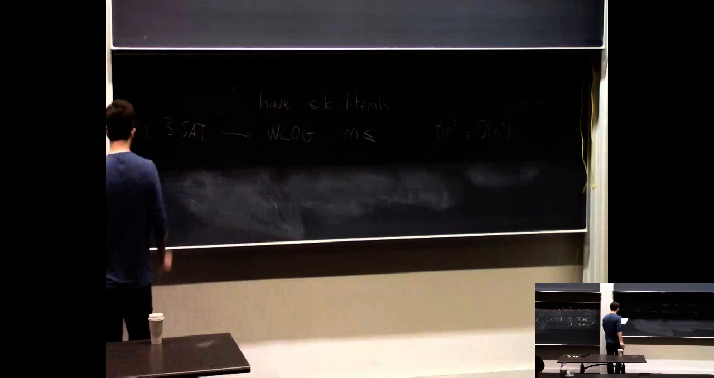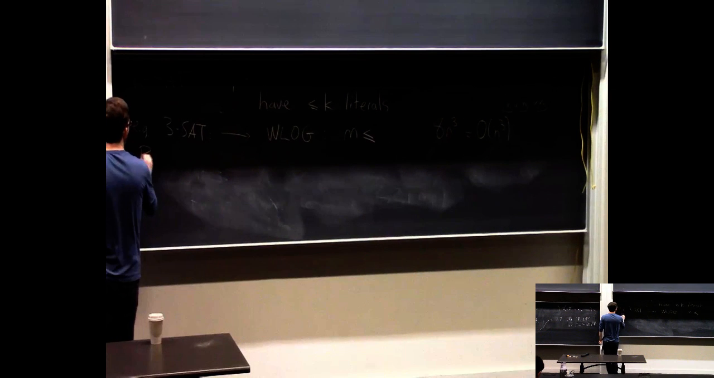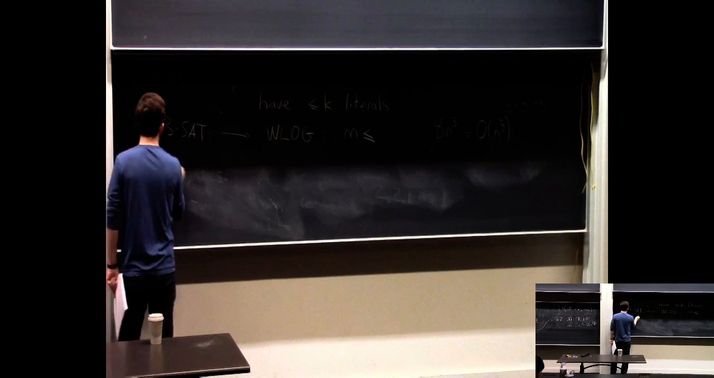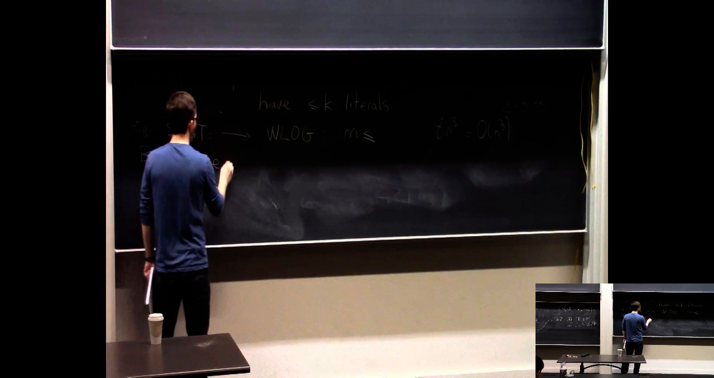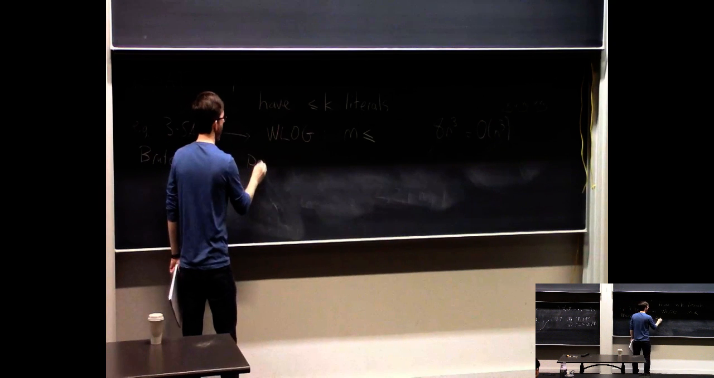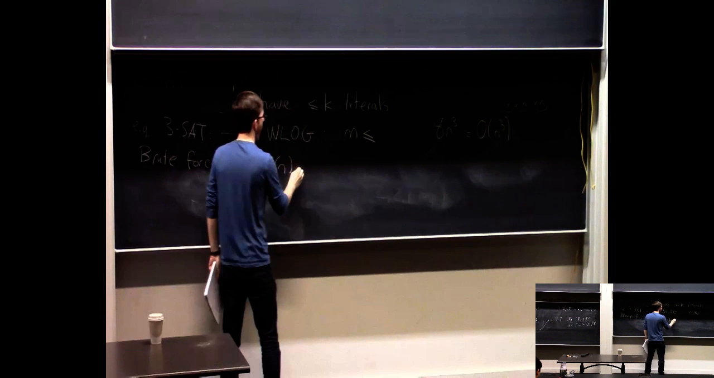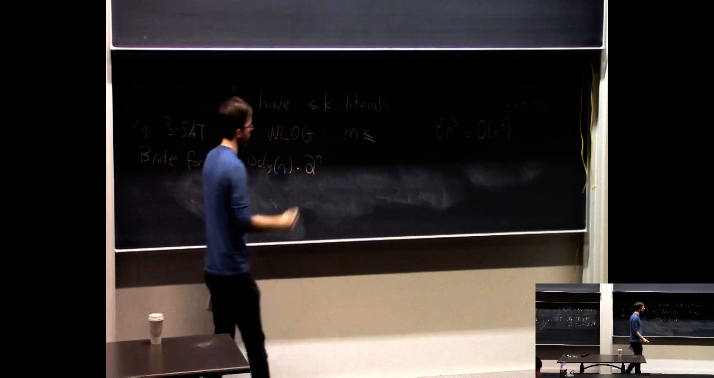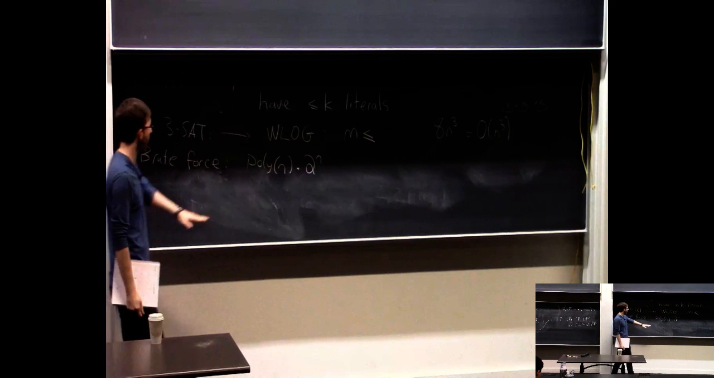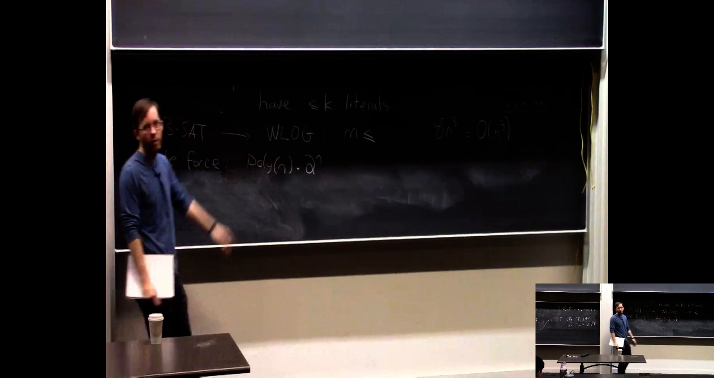Let's say 3-SAT. So let's do the thing we always do. What is the brute force? Well, same as always. You can do it in time poly(n) times 2 to the n. Just go through all the 2 to the n assignments. For each one, check if it satisfies all the clauses, which you can do in polynomial time.